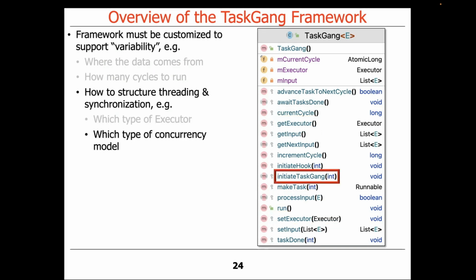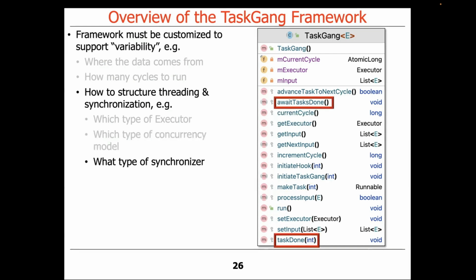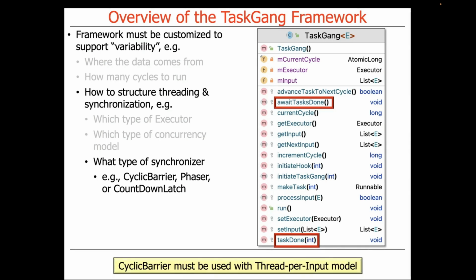You can also determine what type of concurrency model you want to have. Do you want to have a thread pool versus a thread per input or thread per task implementation? And you can also define what kind of synchronizer you want. For example, you can have a cyclic barrier or a phaser or a countdown latch. These are the barrier synchronizers that Java supports that we'll be covering in more detail in upcoming lessons. Now, whenever you use the thread per input model, you need to make sure you use a cyclic barrier. Cyclic barrier needs thread per input, otherwise you'll end up with deadlock.